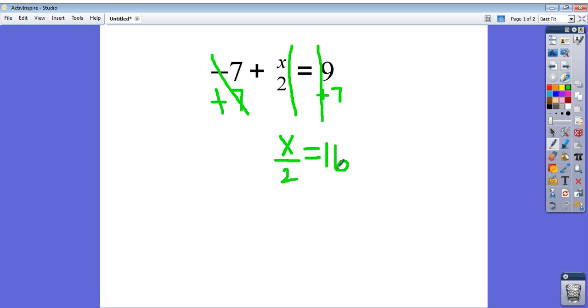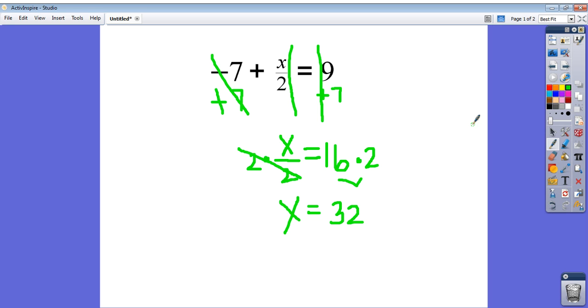Now, again, I want to find the side of my equal sign that has x on it. That's over on the left, and x is being divided by 2. To cancel that out, or to make it equal to 1, I can multiply by 2 on both sides of my equal sign. Times 2 and divide by 2 are opposites, so that cancels out, and it just leaves me with x. Bring down my equal sign, and 16 times 2 is 32. So x equals 32, and I'm done.